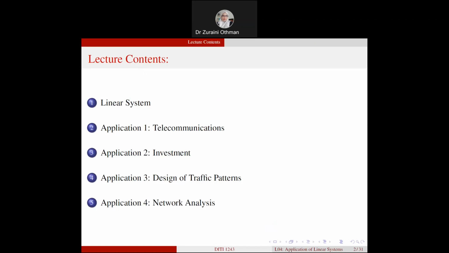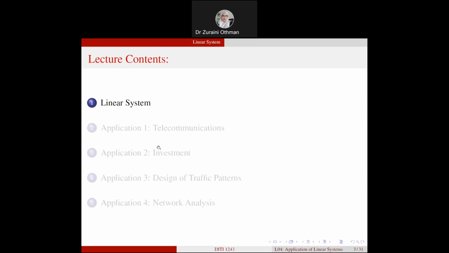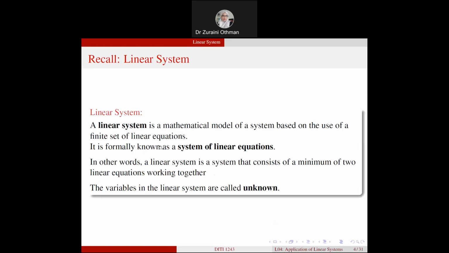If you have some variables and it involves more than one linear equation, then we already know the way to solve that particular problem is by using a linear system. Okay, now look at what a linear system is. Like I mentioned previously, it's a model of a system that is based on the use of a finite set of linear equations.